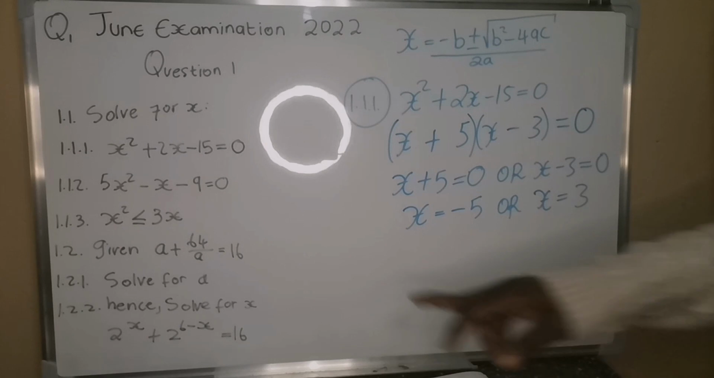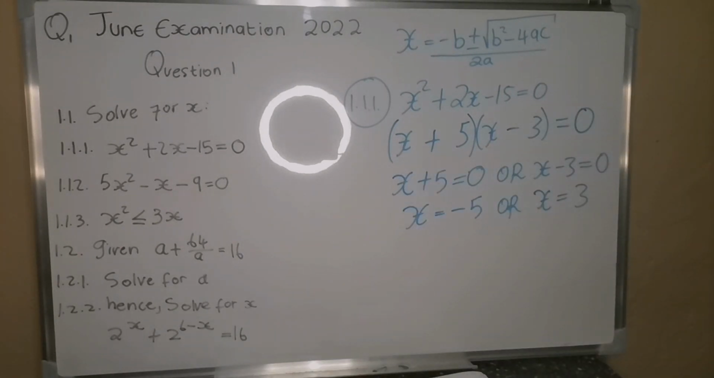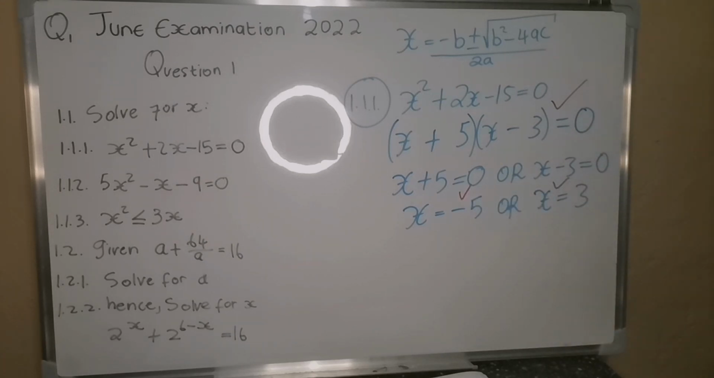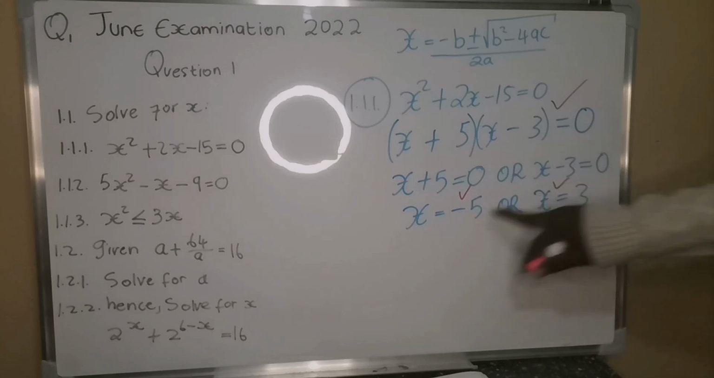Let us go to the next question, 1.1.2. But this one is for 3 marks. So you'll get your 3 marks by opening 2 brackets, which gets you a mark, and solving for x and having 2 solutions. You're going to get 2 marks for having these 2 solutions.